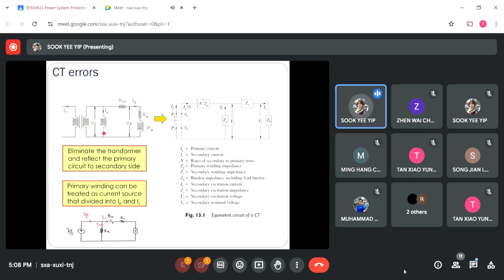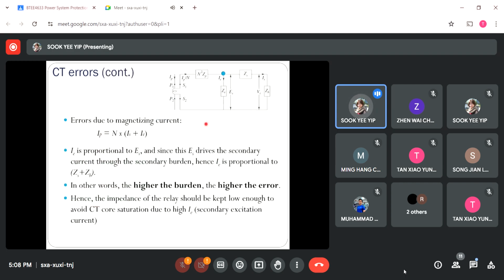Okay, so now let's move on to the next slide. With this equivalent circuit after removing the transformer, we know that the error of the current transformer actually comes from the magnetizing current. And do you still remember this magnetizing current here can be found by applying a node here? So we know that after the relocation of the loads from primary side to secondary side, in terms of impedance we multiply with the turns ratio squared. For the current flowing initially at the primary side, we need to divide by the turns ratio.